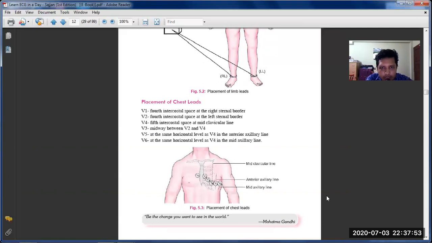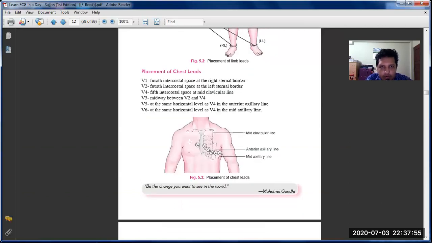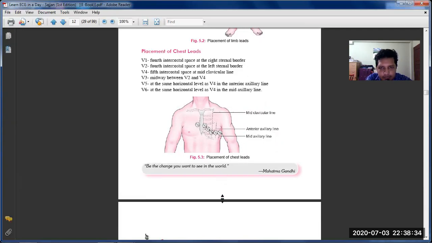So here are the positions of the chest leads. V1 is situated in the fourth intercostal space at the right sternal border. V2 is also in the fourth intercostal space at the left sternal border. V3 is in the mid-clavicular line in the fifth intercostal space. V5 is in the anterior axillary line in the fifth intercostal space, and V4 is situated in between V3 and V5. V6 is also in the left fifth intercostal space, but in the mid-axillary line.